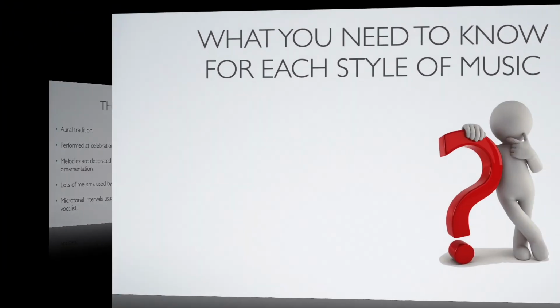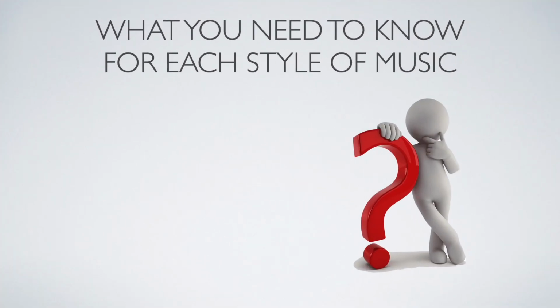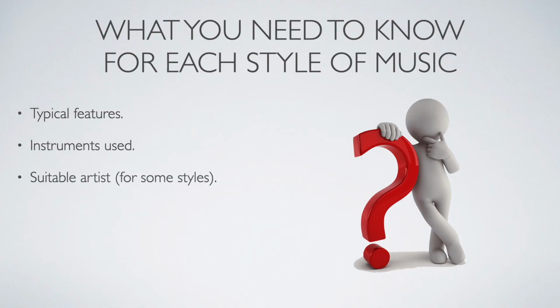So what do you need to make sure you know for each musical style in Rhythms of the World? Firstly, you need to make sure you know the typical musical features of that style. You also need to know the names of the instruments used within that musical style. Now, some of these styles of music have quite a few instruments, so we'll just focus on the ones that are most commonly used. For some styles of music, such as Indian classical and Bhangra, you need to know the name of a suitable artist.